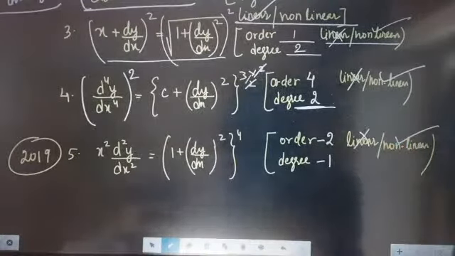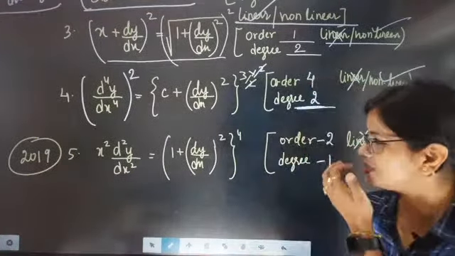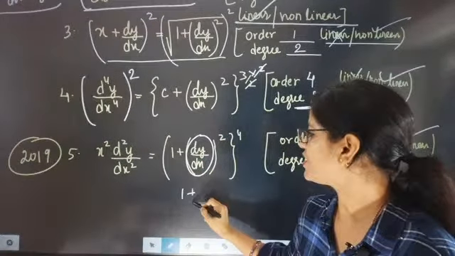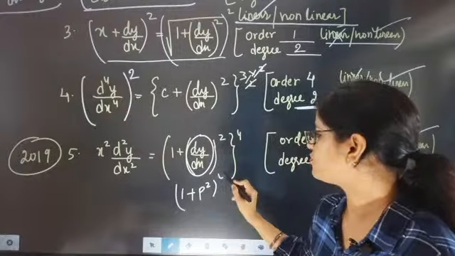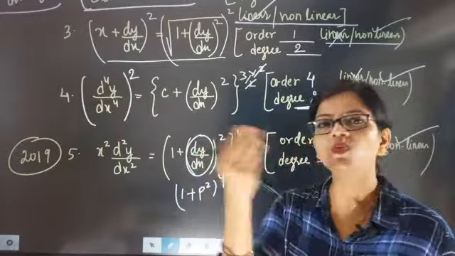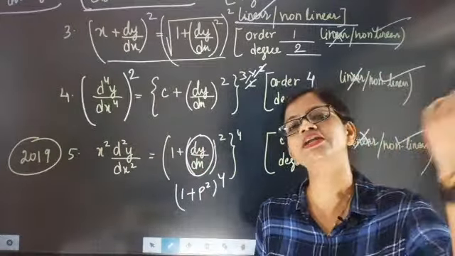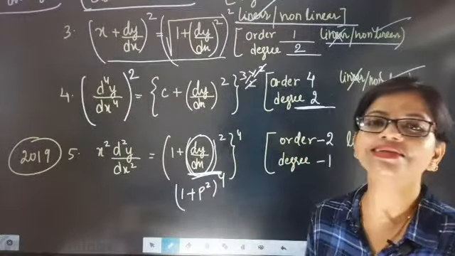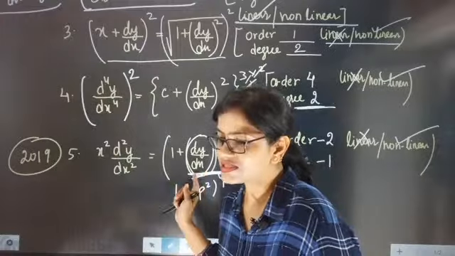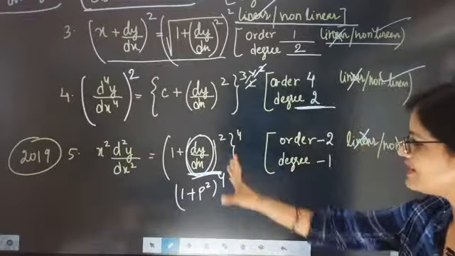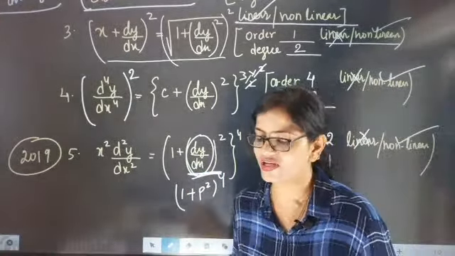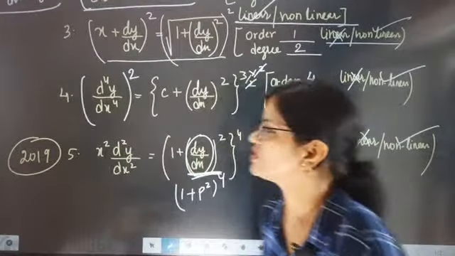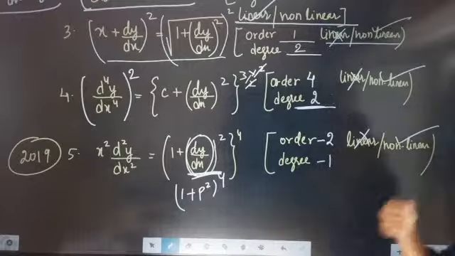It is not linear. The reason here is, Sarvana, you take dy by dx as p. So it is coming as 1 plus p square to the power 4. I told you that in the equation, the degree of any term should not be greater than 1. So here itself it is seen that its degree is greater than 1. So since its degree is greater than 1, it's a clear-cut case of non-linear differential equation. Understood, Sarvana?